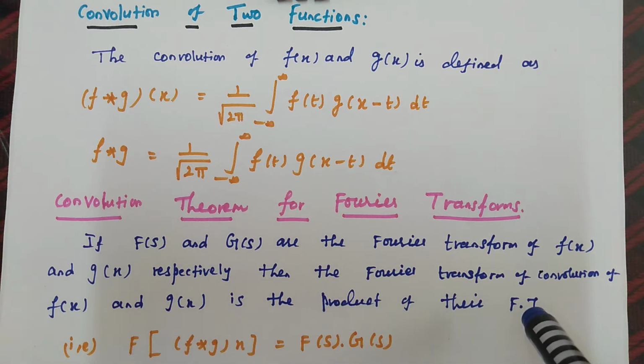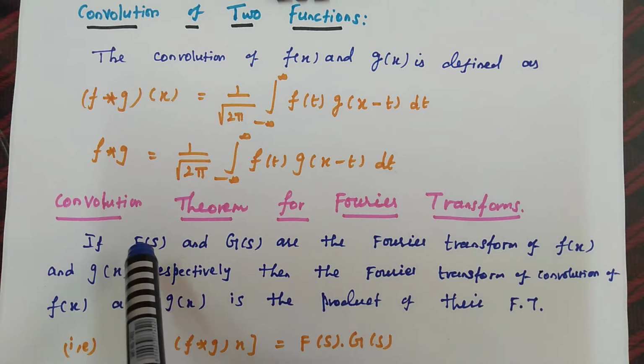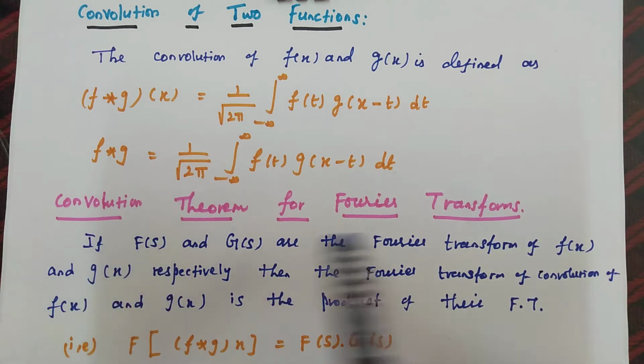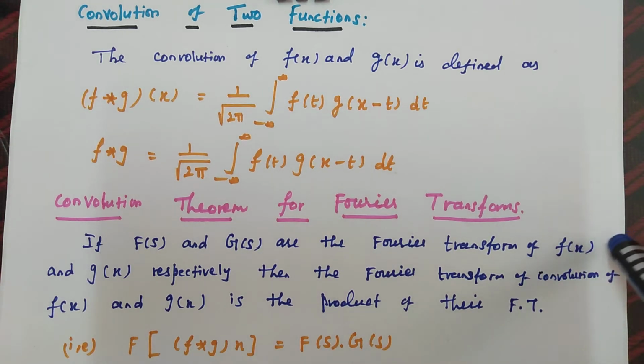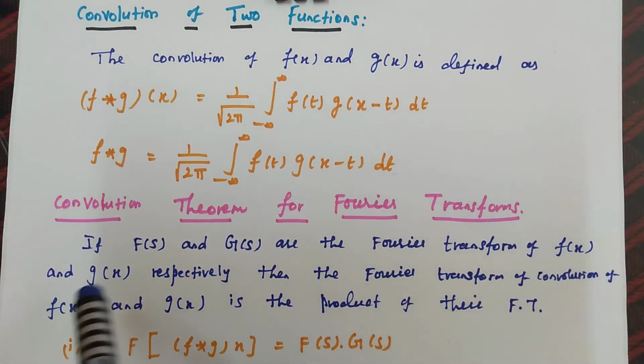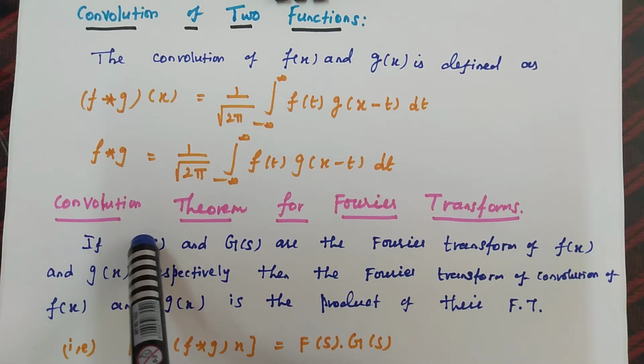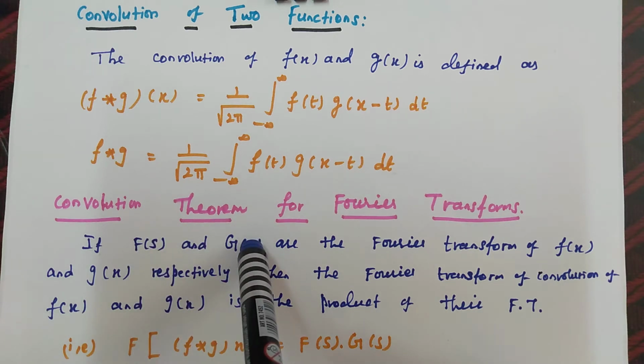We know very well that for any function f of x, for example, under the Fourier transform the result is a function of s. Likewise here I am taking two functions f of x and g of x. When I take the Fourier transform of these two functions, the result is obviously a function of s, so f of s and g of s.